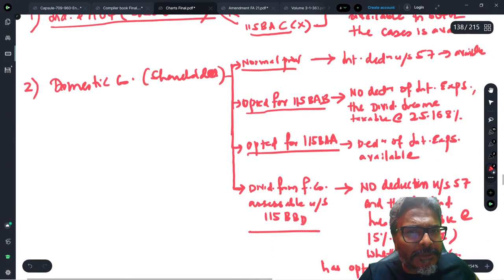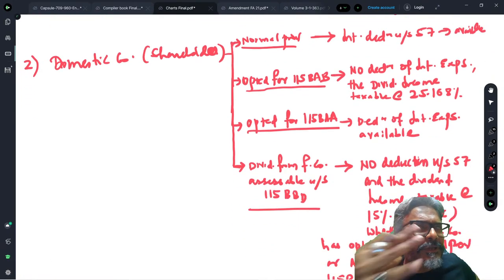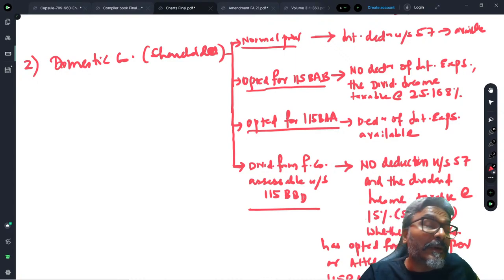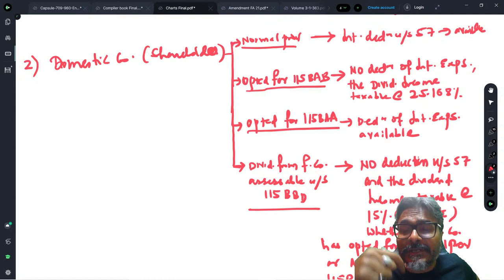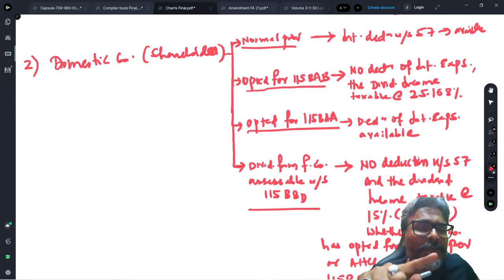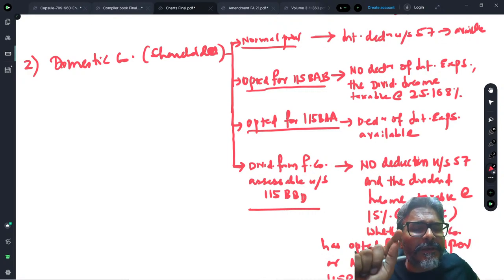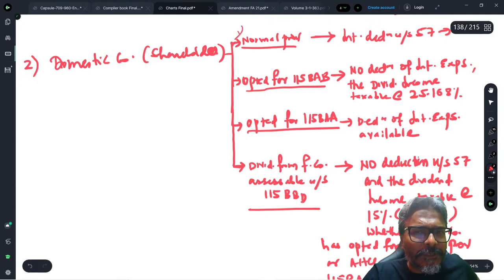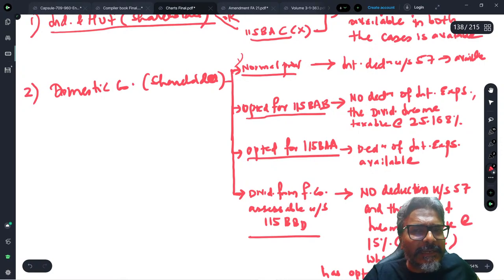And the next one is about a domestic company. If a domestic company is a shareholder receiving dividend income from another company, and it has taken a loan to purchase the shares of the other company, in that particular case, will the interest expenditure be allowed as deduction? Various situations. Situation number one, if it is a normal provision, students, then the interest deduction under section 57 is available.